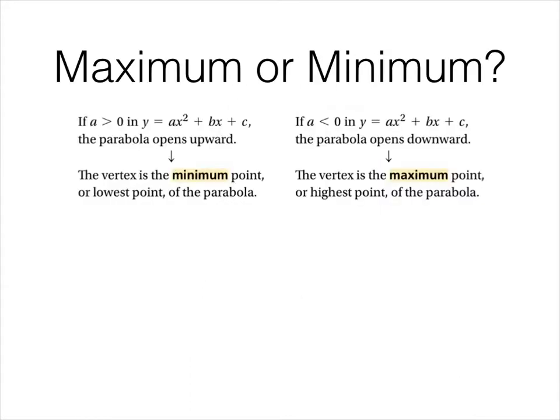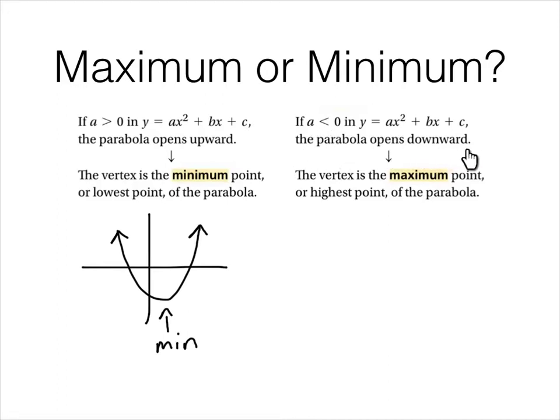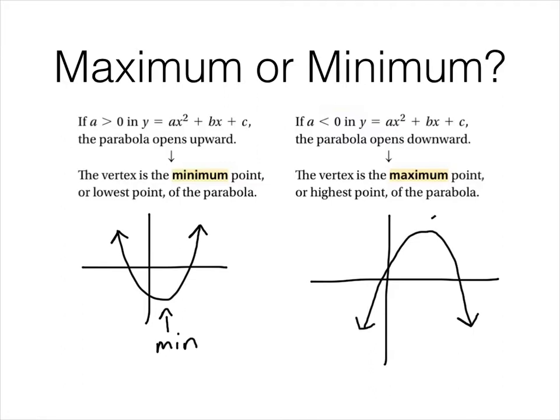The vertex is either a maximum or a minimum. If a, the leading coefficient, is positive, the parabola opens upward, and the vertex is a minimum, like the example we saw on the previous page. Here's a parabola with a minimum. If a, however, is negative, the parabola opens downward, and the vertex is a maximum point. So that would be as if I have a sad parabola, in which case this is a maximum point.